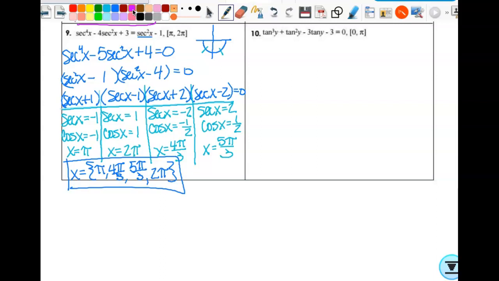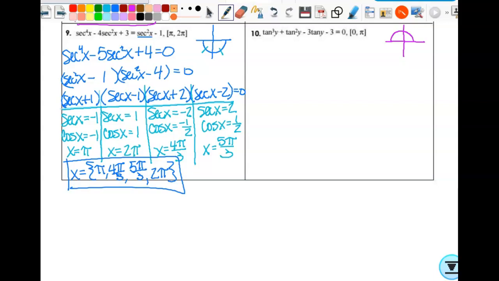Last one. So this one is set equal to 0. We are going from 0 to pi. Do you have a question? You sure? Okay. From 0 to pi. It's a cubic. I got 4 terms. What process do we use to factor this? Okay, yes, it is equal to 0. What do I do now?